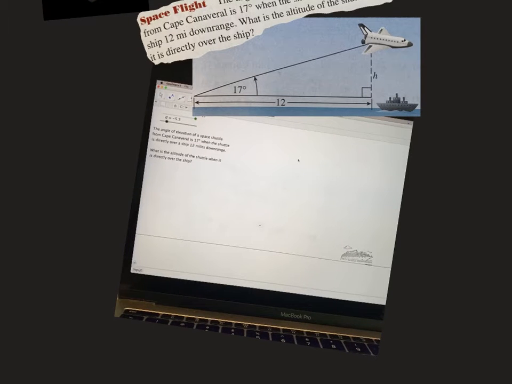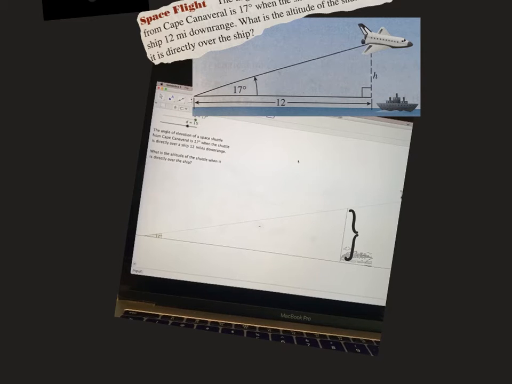Let's take a look at the visual. So as you can see, there's the shuttle, and then right when it gets above the ship, what is that altitude?